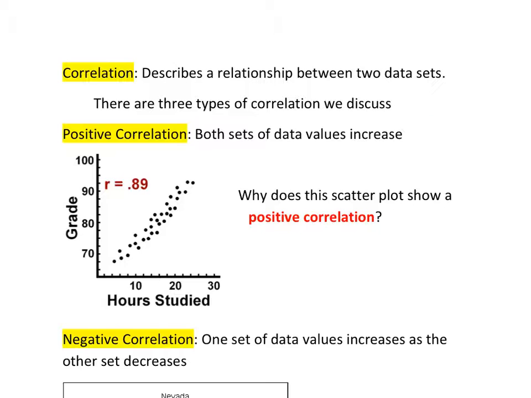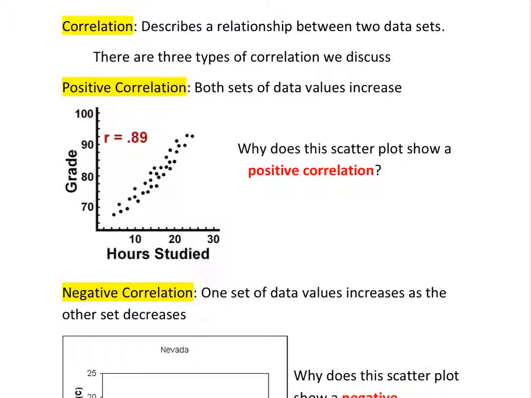Okay, next. We just started talking about correlation, and I already talked about the positive correlation with the last one. There are 3 types. With positive correlation, both sets of data values increase, or both sets of data decrease. Remember, it can go in both directions. As your hours studied increase, your grade's going up. But as your hours of study decrease, your grade is going down. So they're both going in the same direction.